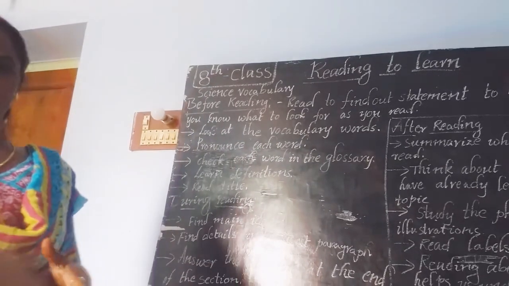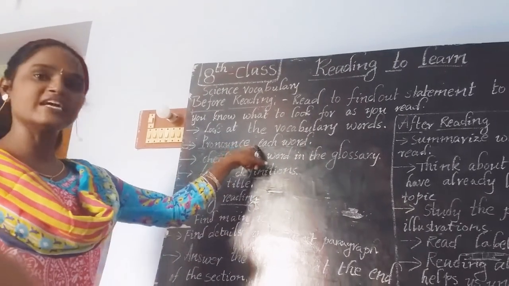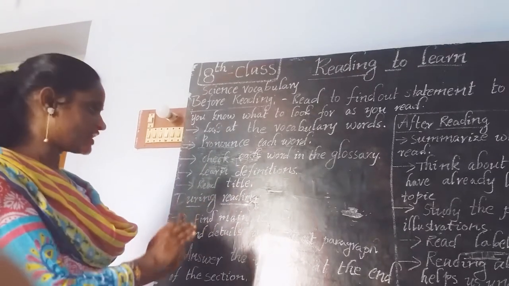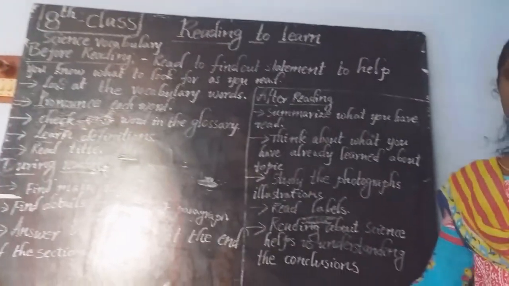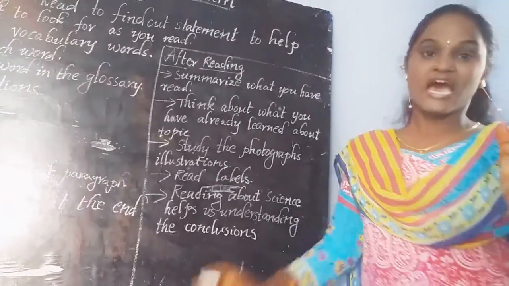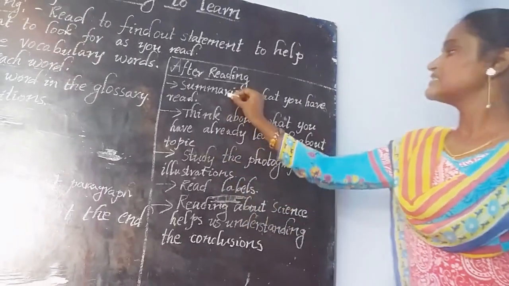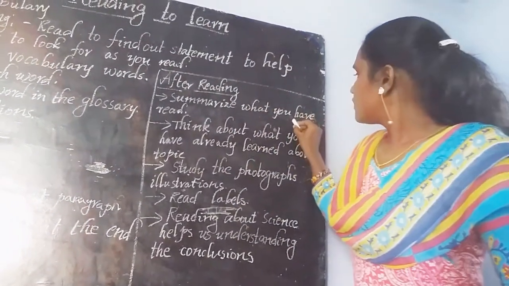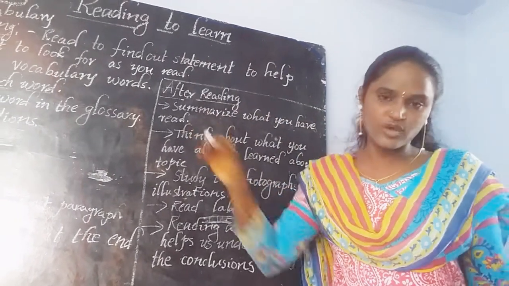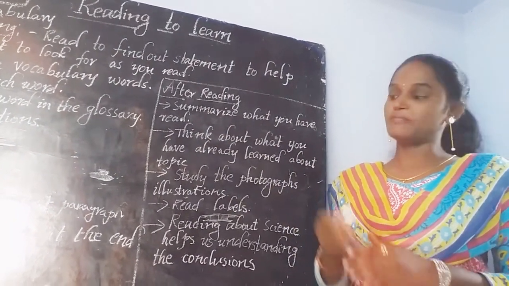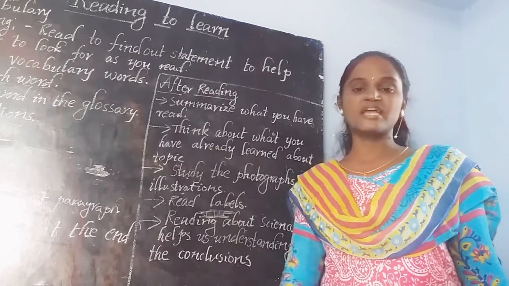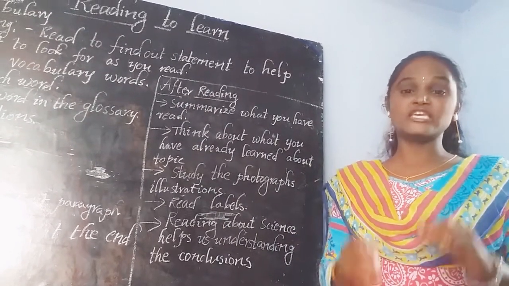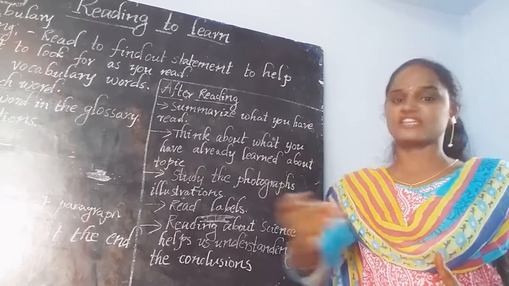Now the next topic. What is that? After reading. Before reading is completed, during reading is completed, after completion of reading, what do we have to do? See here. After reading, we may get the complete meaning of the paragraph. That is what we have to summarize. Summarize what you have read. Okay, you have to write everything you understand by reading that paragraph, that topic. Then you have to summarize in your words, which makes you understand the topic in a better way.